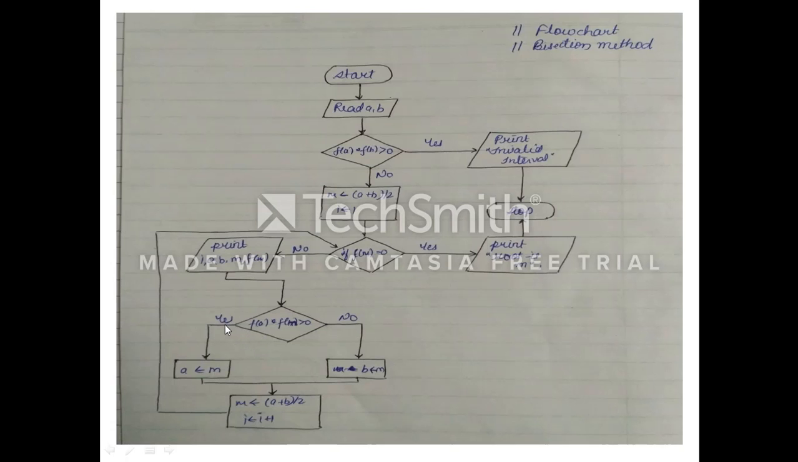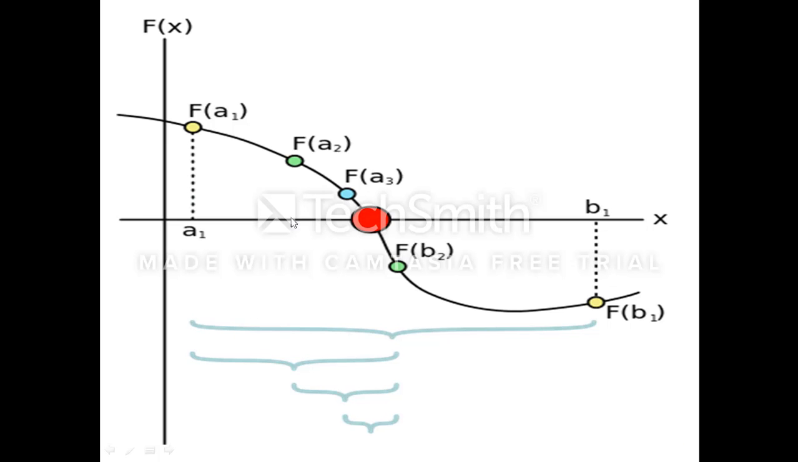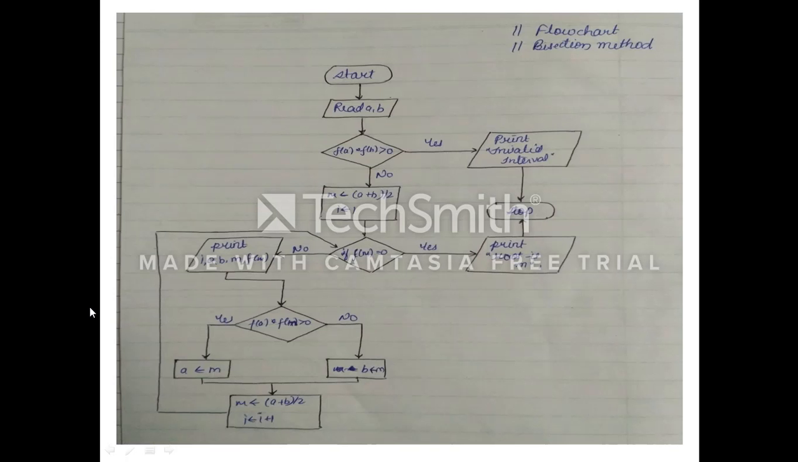So if it lies on the left side of the original root, as we can see in this case, then we have to shift our a to the right, and if the new value of m lies on the right side of the root, then we have to shift b to that point, so that the range will decrease and we will get closer to our root. And by continuing this process, we will get closer and closer to our root.